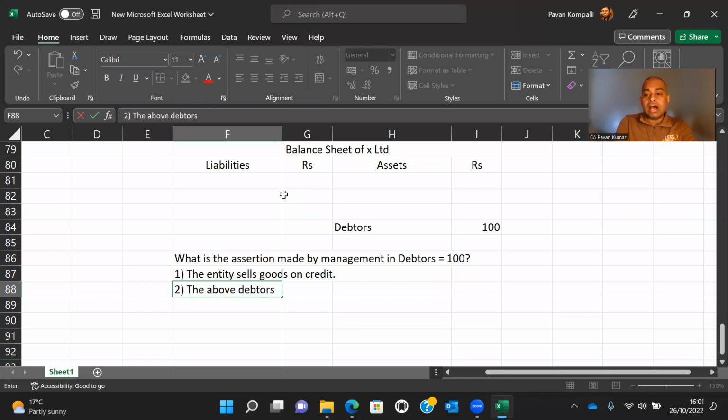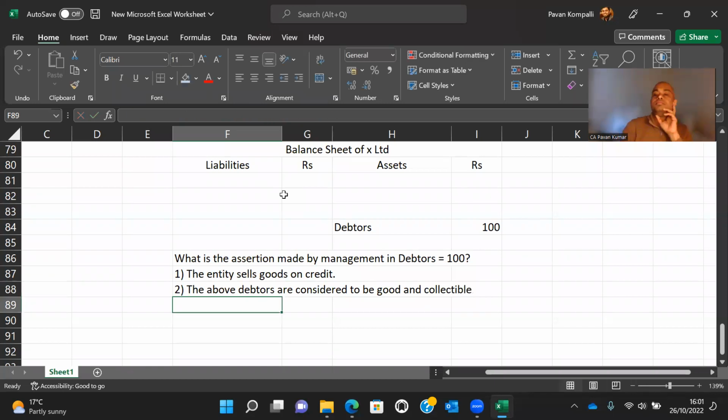The above debtors are considered to be good and collectible. Yes or no? So this is the assurance. This is the assertion. The above debtors are considered to be good and collectible. If it is not collectible, if it is not good, I would not have written that.